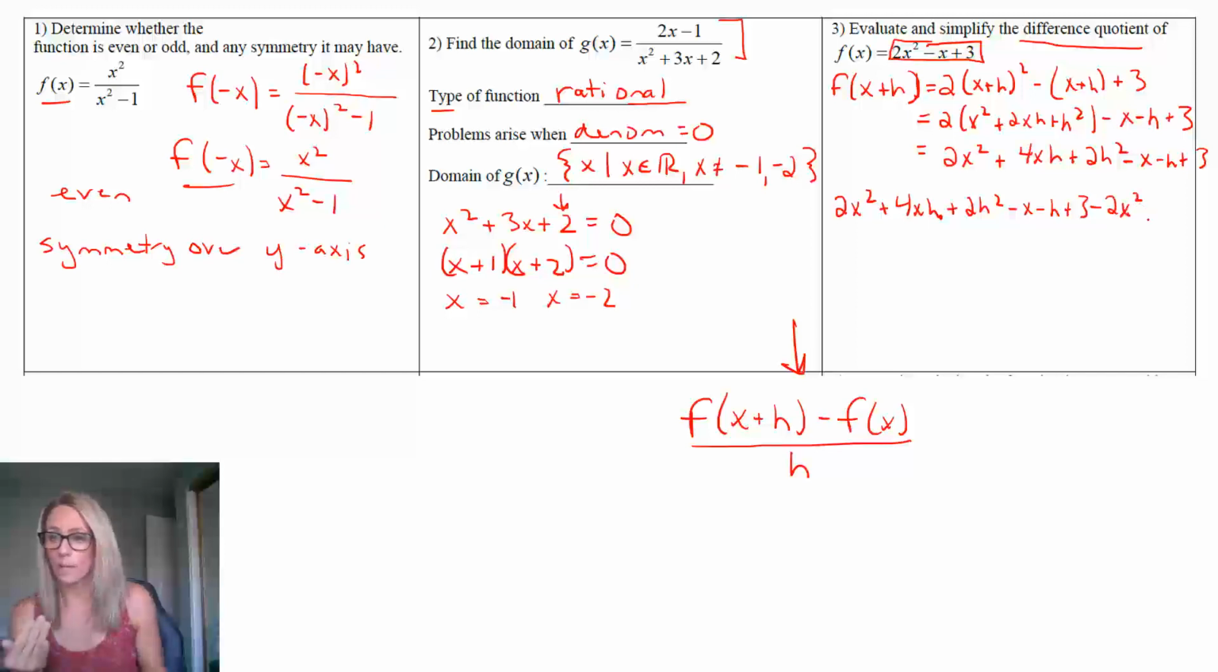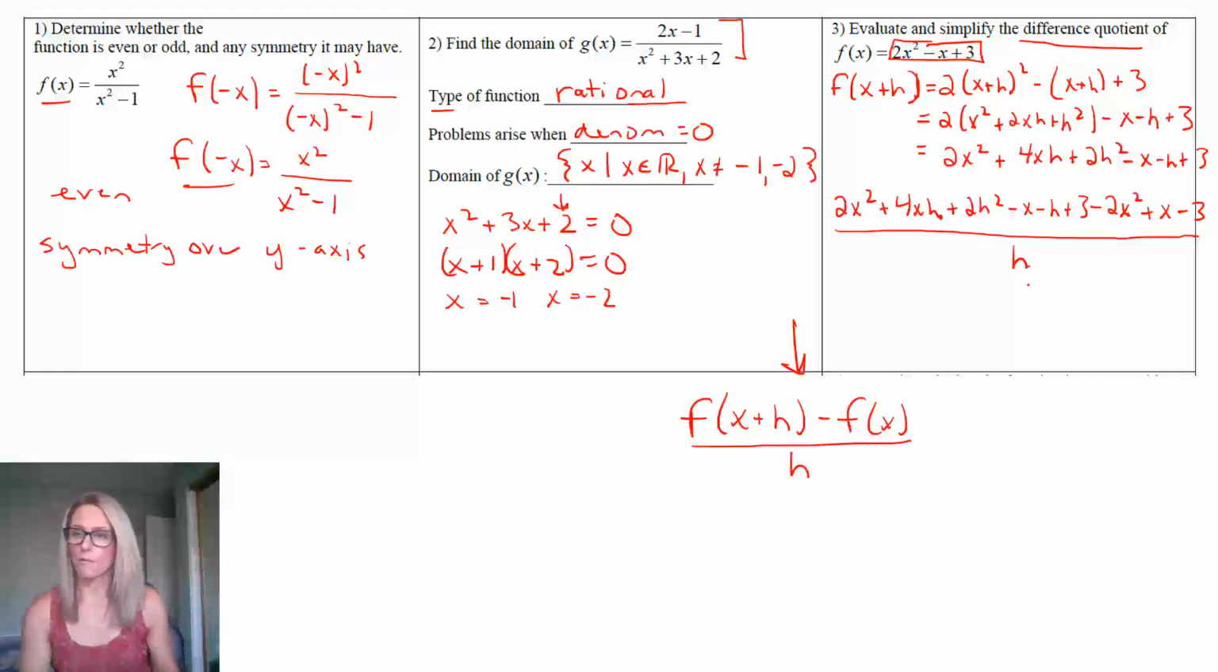We're going to subtract a negative x, which is plus x, and we're going to subtract a positive 3, so minus 3. And then we don't want to forget that that's division by h. Now, this is the fun part, I think, that we get to simplify anything in the numerator that can simplify. So you'll notice that 2x squared simplifies with 2x squared, that negative x simplifies with x, and that positive 3 simplifies with negative 3.